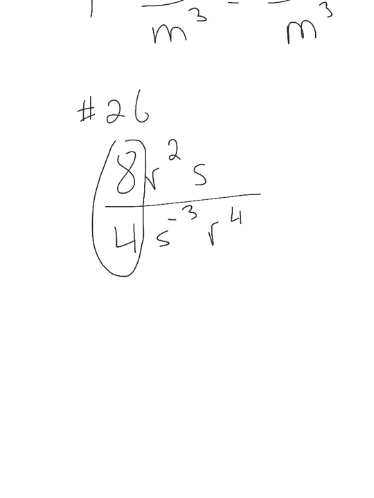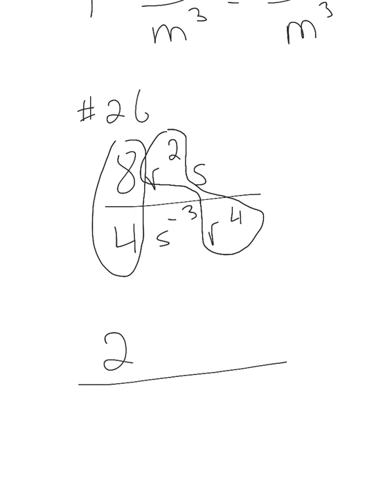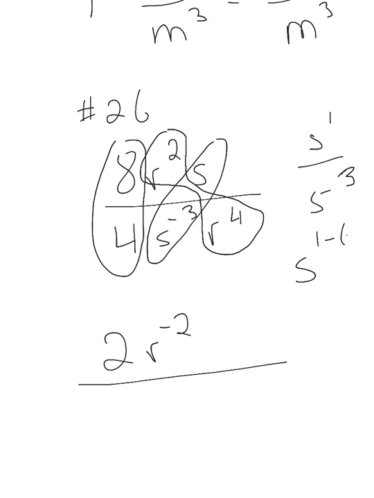Please remember we don't subtract. In this case we're working with just numbers. 8 divided by 4 is 2. Think about r squared divided by r to the fourth. This would be the same thing as 2 minus 4, which is technically r to the negative 2. Think about this, s over s to the negative third power. There's a 1 over here, quotient rule. This becomes s to the 1 minus negative 3, which is technically s to the fourth. So this is s to the fourth.